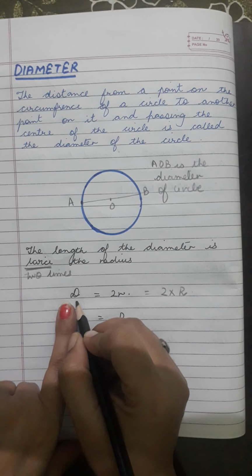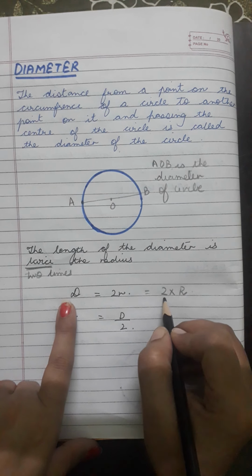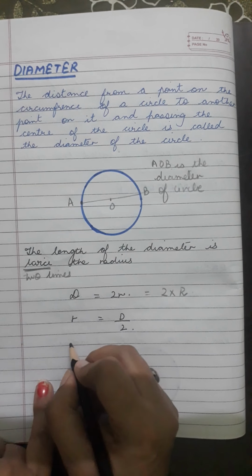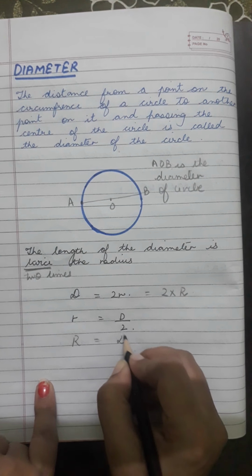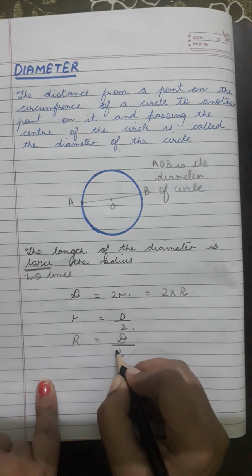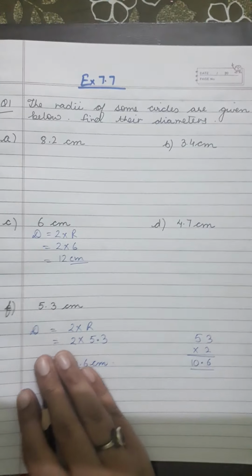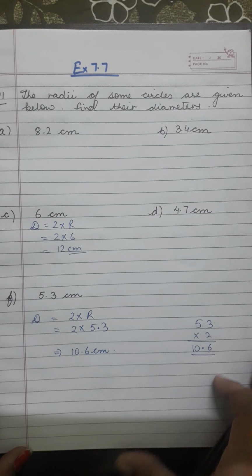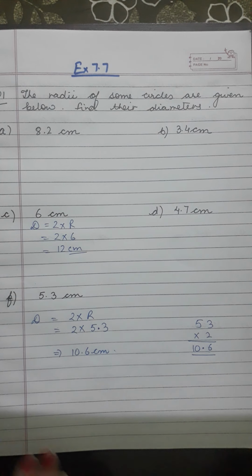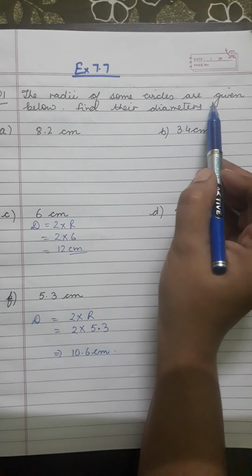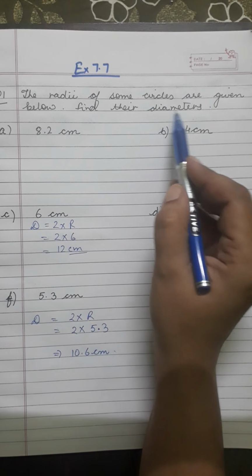When we have to find the diameter, it will be 2 multiplied by the radius, and when we have to find the radius, it is the diameter divided by 2. Okay, now let's move to our exercise 7.7 question number 1. The question says the radii of some circles are given below, find their diameter.